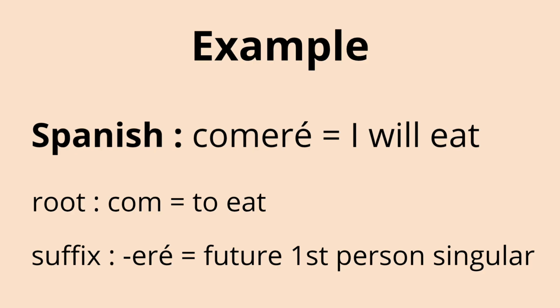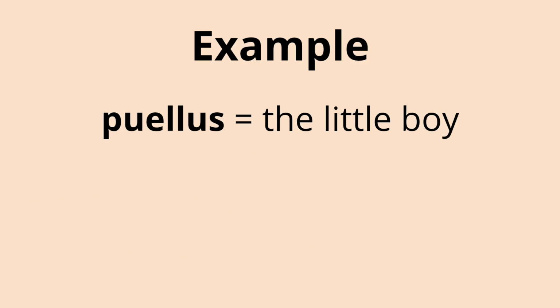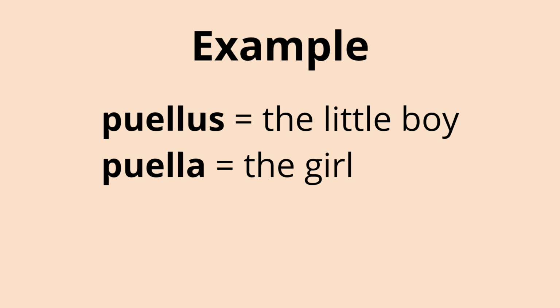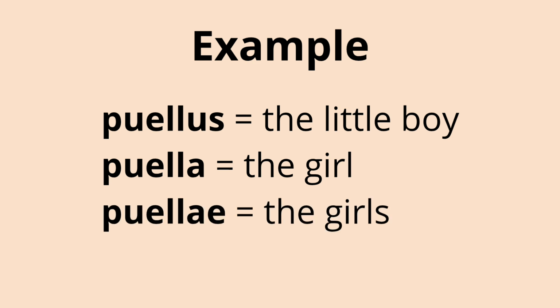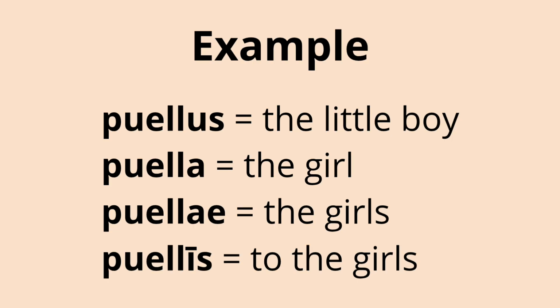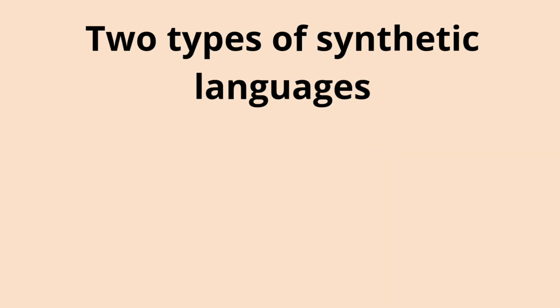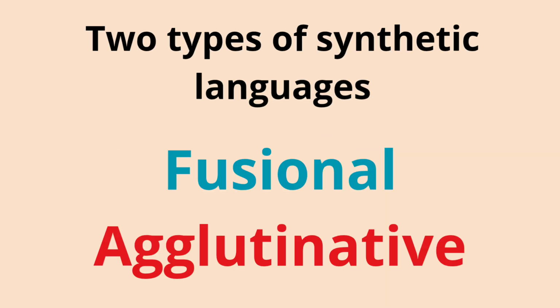In synthetic languages, noun and verb endings for case, gender, number, etc. are crucial. For example, in Latin, puellus, the little boy. At the feminine form, it becomes puella, the girl. At the plural feminine form, it becomes puellae, the girls. And at the plural feminine dative form, it becomes puellis, to the girls. Because the grammar is included inside the word, you can often rearrange word order without changing the meaning, unlike in analytic languages. Synthetic languages come in two main types, fusional and agglutinative.